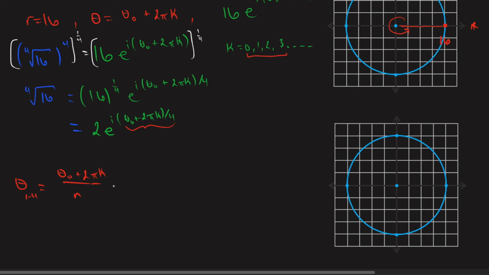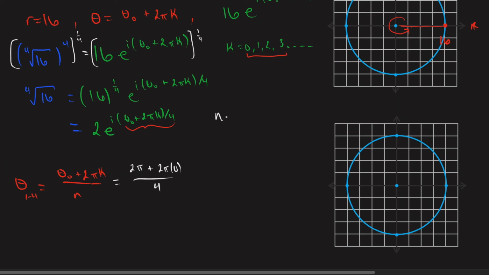We're going to pick 2 pi. I generally like to start there. Remember, you don't want to pick, for example, 4 pi, because then you have to be careful of your k values. I suggest just sticking with 2 pi. Anyways, 2 pi plus 2 pi times 0 divided by 4. Our 4th root is n equals 4.